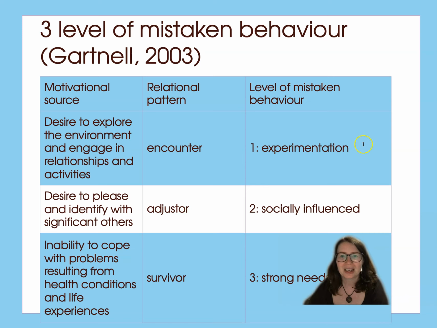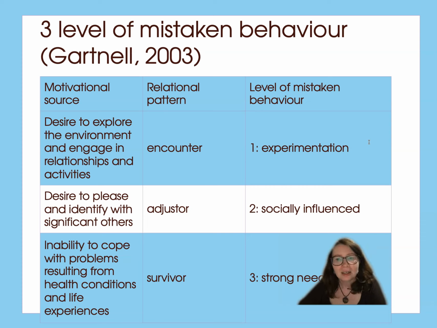So Gardner gives examples in their book of some mistaken behavior that you can observe. For example, if a child is sticking their tongue out at you like this, they're probably experimenting, or it could be socially influenced because their peer or friend is doing that. Highly likely it's not about strong needs.